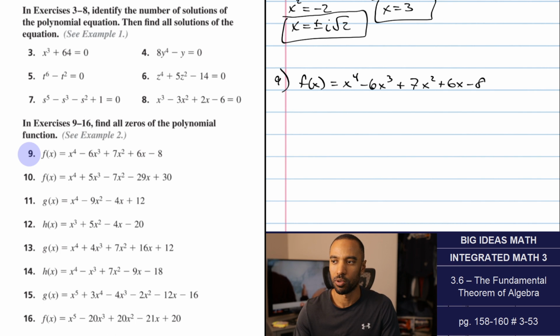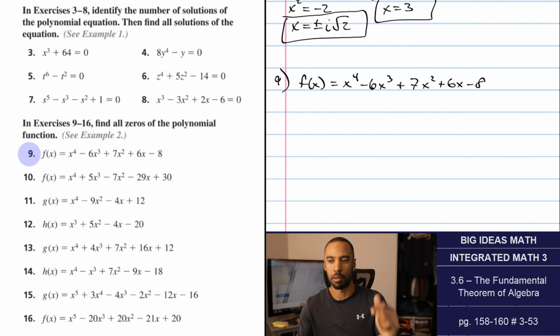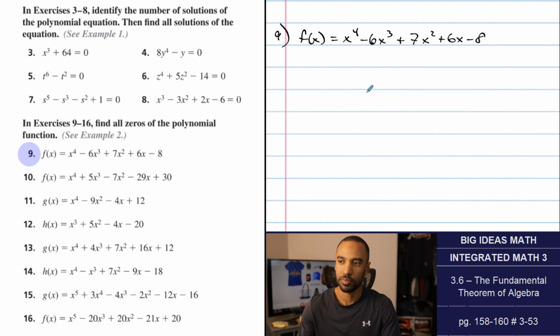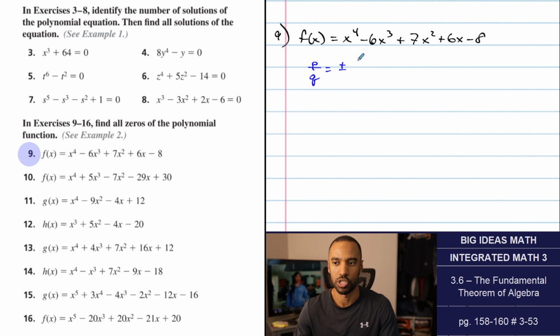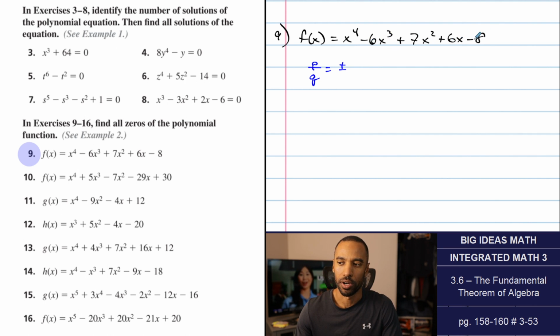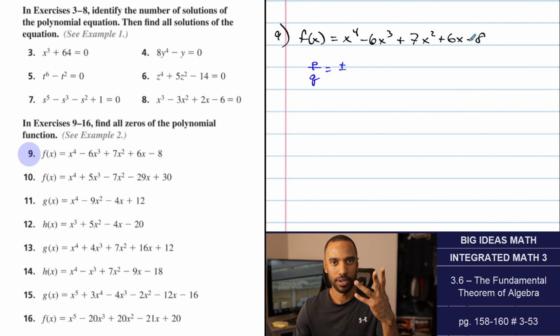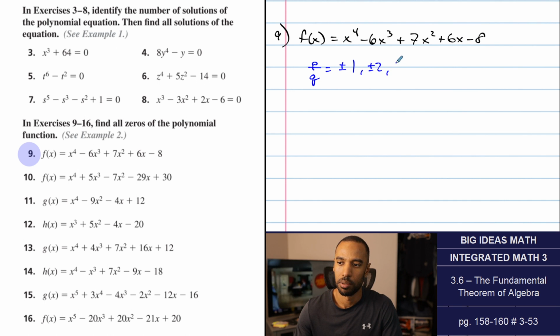So I expect 4 total solutions, including multiplicities, including complex conjugates, all that kind of stuff. So let's try and list our p's over q's for this one, and I won't do this every single time. This is just a reminder of one of them here. We're going to do factors of 8: 1, 2, 4, and 8, divided by factors of 1: 1. That leaves us with plus or minus 1, plus or minus 2, plus or minus 4, plus or minus 8.